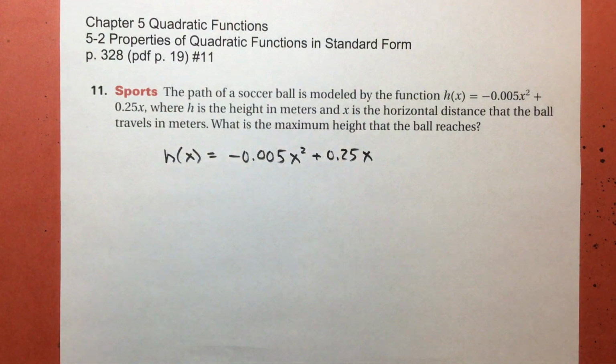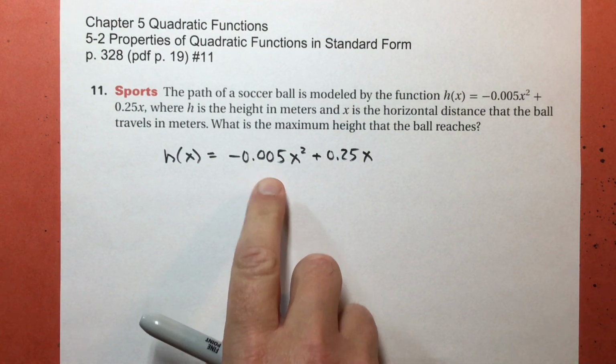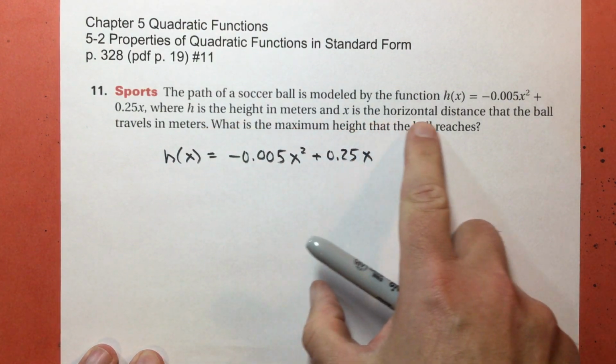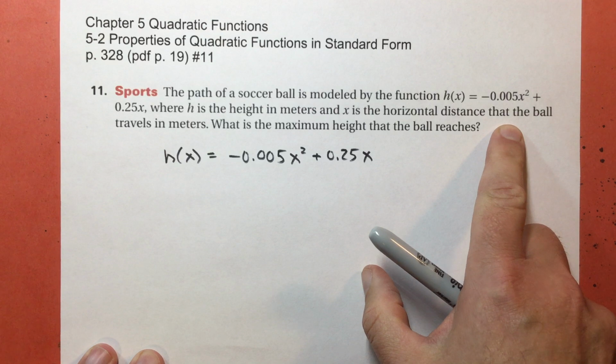Now, I mentioned in class and in the previous video that this number right here has to do with the coefficient of gravity. I'm sorry, I've got the hiccups. Take a deep breath. Coefficient of gravity. That's true if you're using time. But in this one, the x is going to be the horizontal distance that the ball travels.